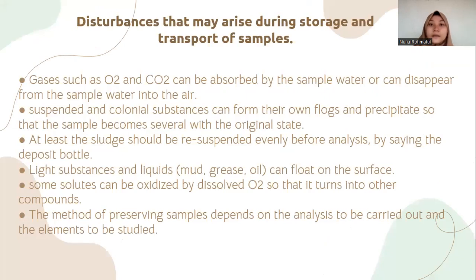Disturbances that may arise during storage and transport of samples. Gases such as O2 and CO2 can be absorbed by the sample water or can disappear from the sample water into the air. Suspended and colloidal substances can form their own flocs and precipitate so that the sample becomes different from the original state. At least, the sample should be resuspended evenly before analysis by shaking the deposit bottle.